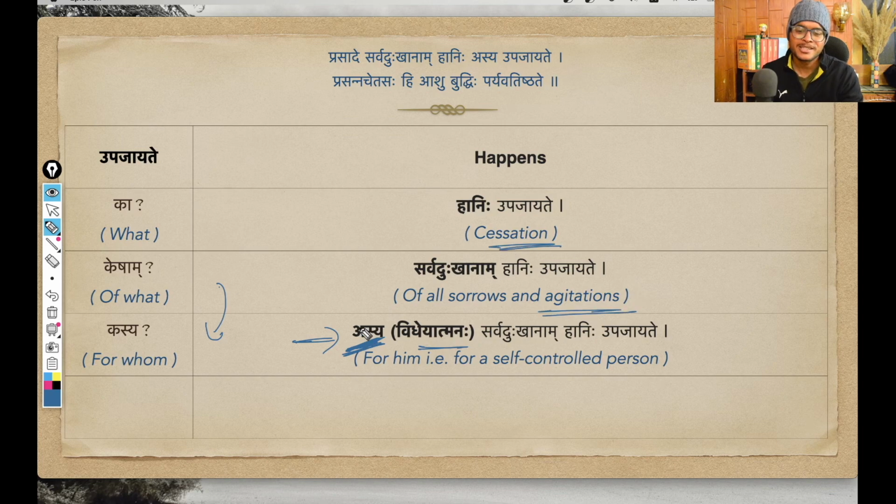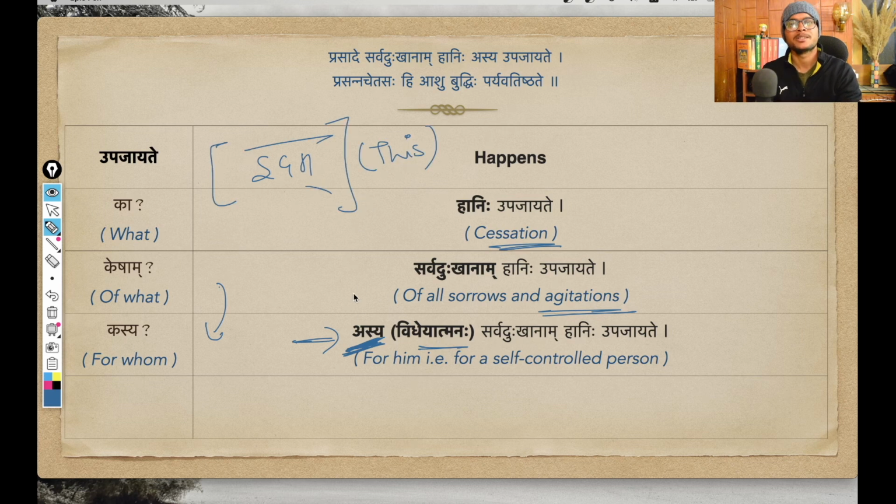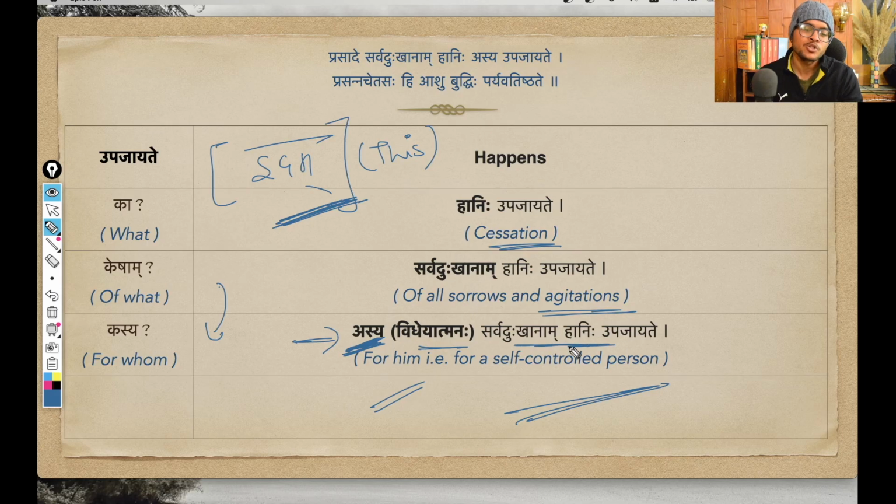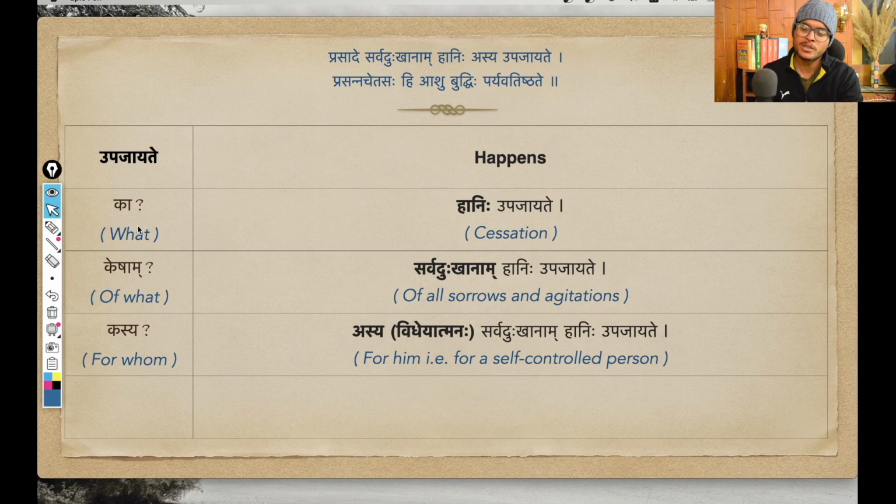Okay, so this asya, this pronoun form which is coming from the idam pratipadika, this. Okay, this person. So this idam sarvanama is being used for that vidheya atma only, that sthita prajna person only. So it is taking that pullinga and shashti vibhakti ekvachanam form. So asya vidheya atmanaha, for him, that is for a self-controlled person, cessation of all sorrows, of all agitations, upajayate, happens. That is what Krishna is telling us.